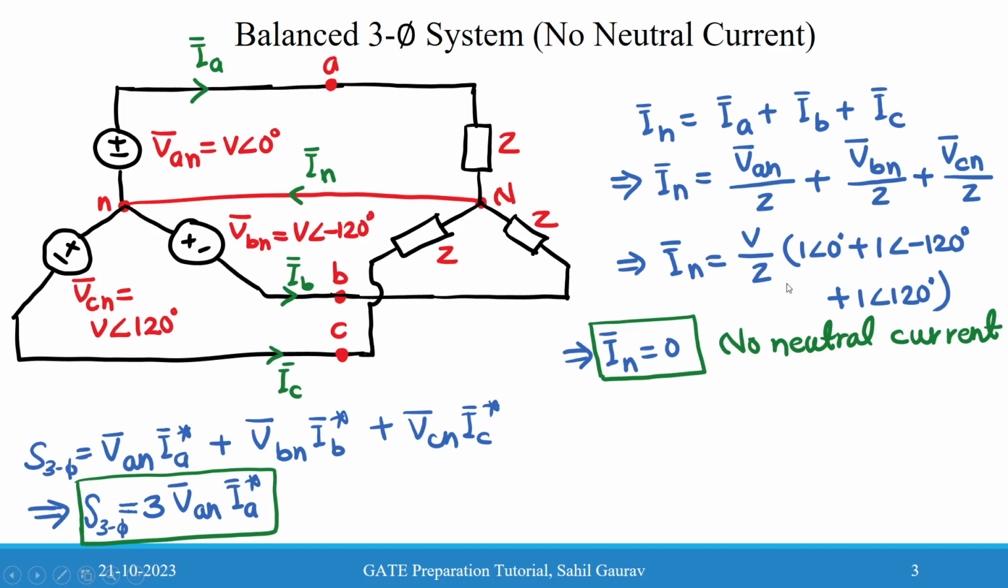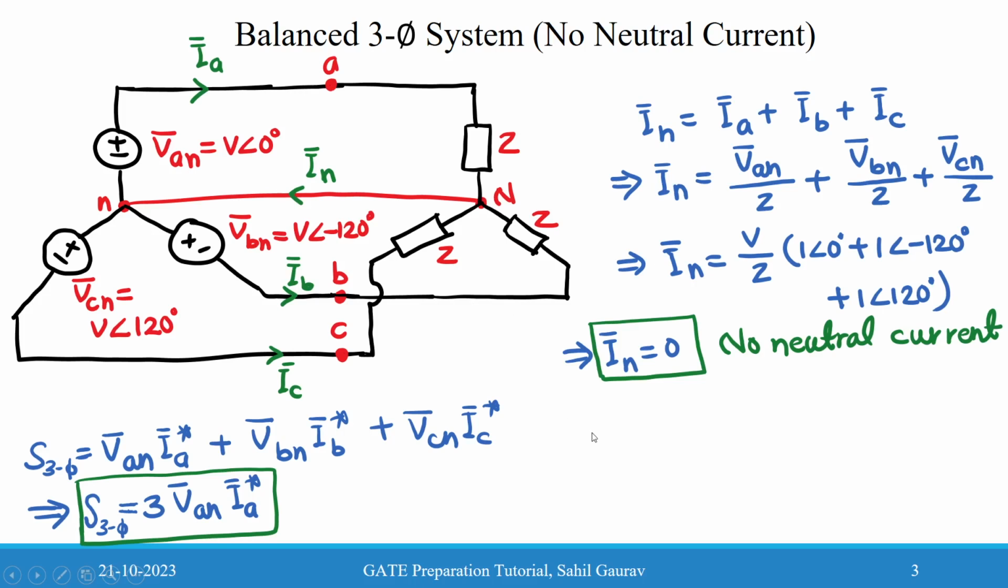Now on simplifying these values and putting in the values of VAN, VBN and VCN, you will get 0, because these have equal magnitude and are all displaced by 120 degrees. Therefore, we can see that there is no neutral current in a balanced three-phase system. Similarly, the voltage difference of the neutral points, VNN, will also be zero, whether this wire is present or not.